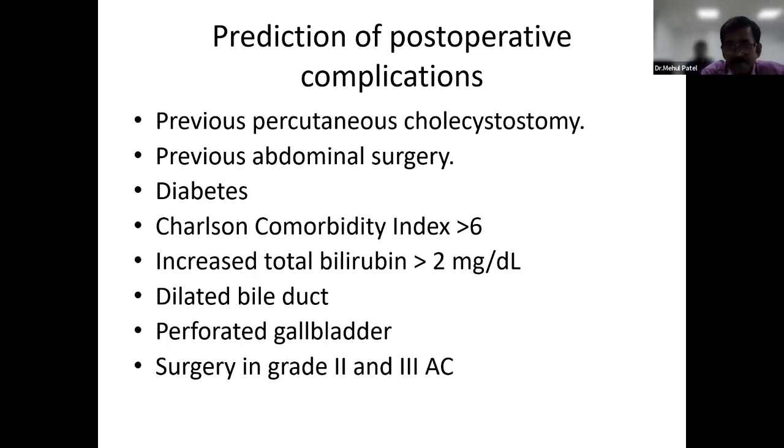If the patient has had a previous cholecystostomy, or a difficult cholecystectomy, you may have more post-op complications. A patient having previous abdominal surgery might have some access-related complications. Patients with diabetes, a CCI more than 6, surgery with a bilirubin more than 2, a dilated bile duct, a perforated gallbladder, and patients undergoing surgery in grade 2 and grade 3 acute cholecystitis. You should be prepared that these are the patients who are at high risk of having post-op complications.